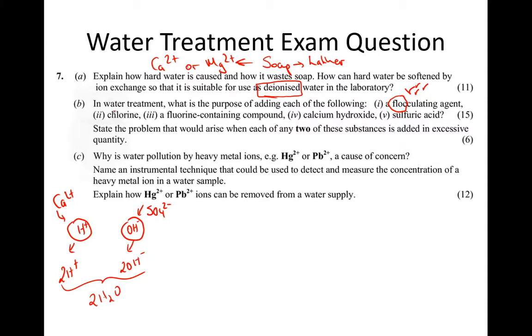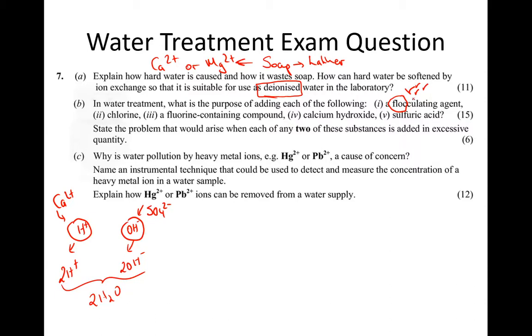Part 2. What's the purpose of chlorine? Chlorine is a disinfectant. It destroys the bacteria, gets rid of all pathogens. Number 3. Why do we add a fluoride containing compound? For good and healthy teeth and bones. Why do we add calcium hydroxide? Well, that's a base, so that would bring up the pH slightly over 7 to about 7.7, just to make sure, I suppose, the water isn't too acidic.